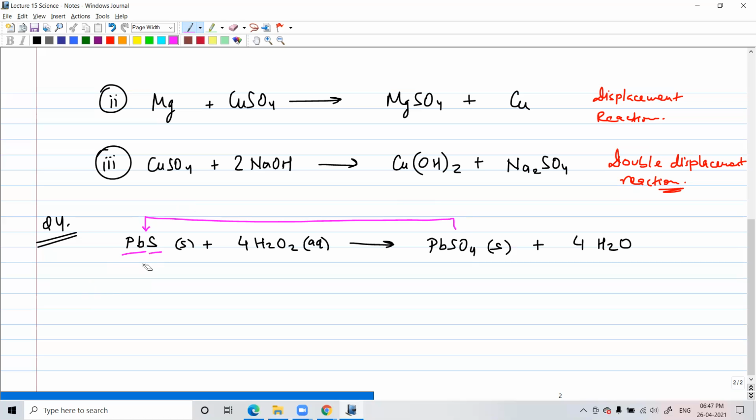So this is lead sulfide, and that becomes, what is this compound? What do you think it will be? SO4 means what? Sulfate. Yes, SO4 means sulfate. Everybody knows that. Like I said, NO3 is nitrate. Same way, SO4 is sulfate. So lead sulfate. Sir, is there SO3?